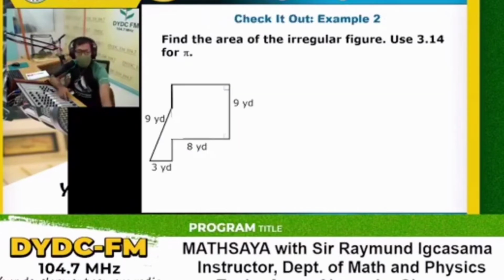Alright, so for example number 2, find the area of the irregular figure. Use again 3.14 as the value for pi.